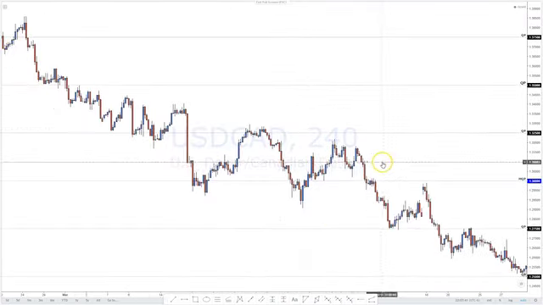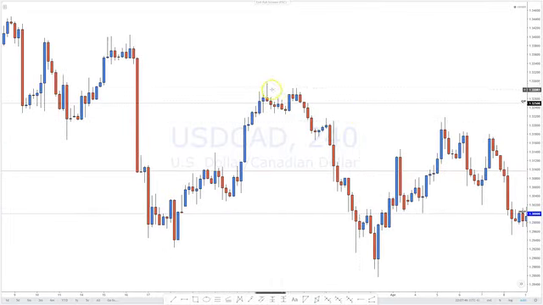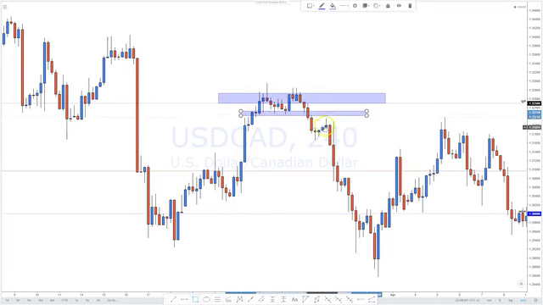Right here, we got a double top. Let me zoom in on that one. See right here at this quarter point, 1.325. It's a 4-hour chart. Notice how we get a double top. Boom. Lower high on the second pass. And then we finally get a breakthrough. Market structure, we start looking for shorts.